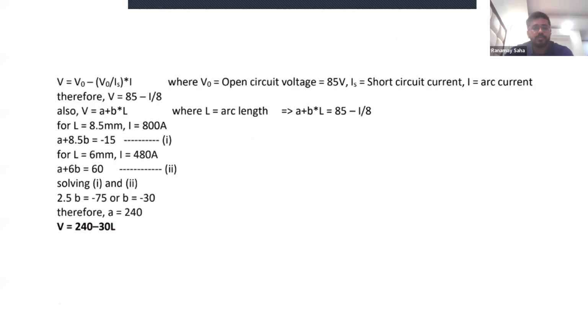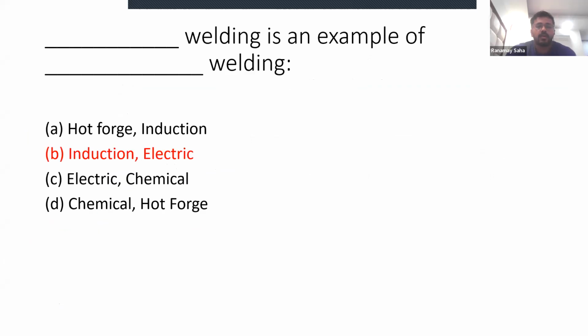Okay, so proceeding further. This is your last question from your assignment number 6. It happens to be a relation between a type of welding and the power source actually. So you can see there's a direct relation between induction and electric. How you can find out how you can get an induced electric current, okay, through an AC supply.